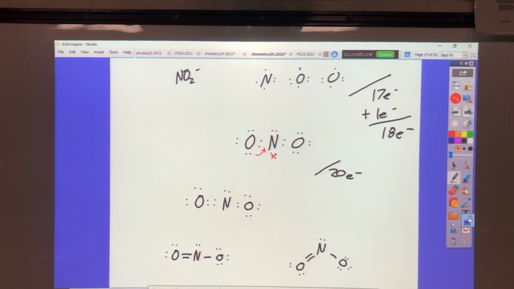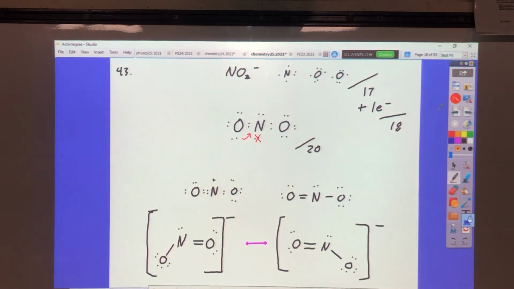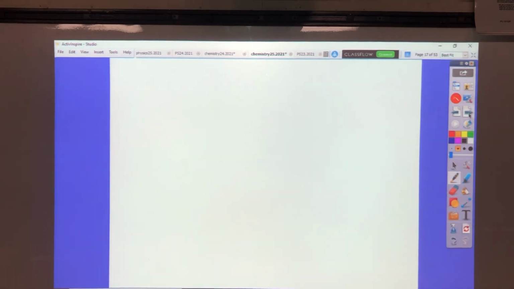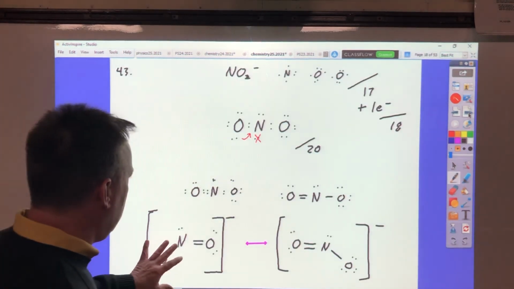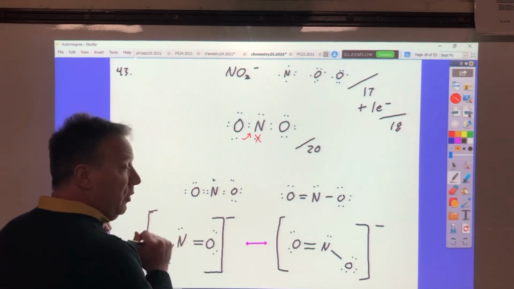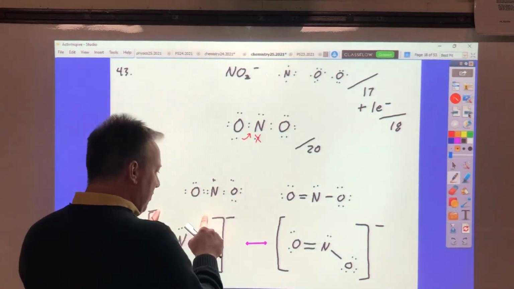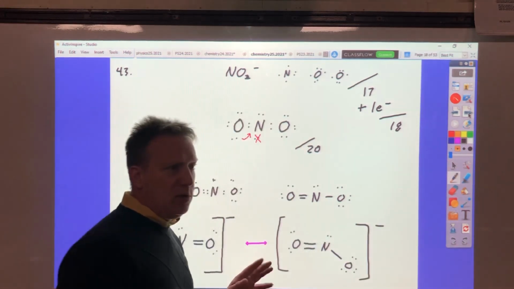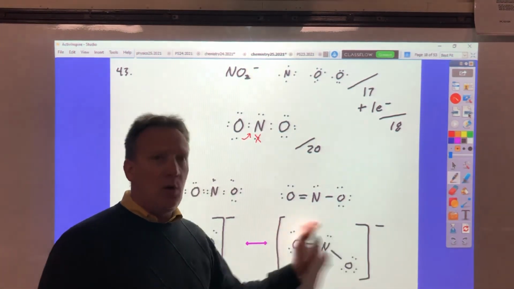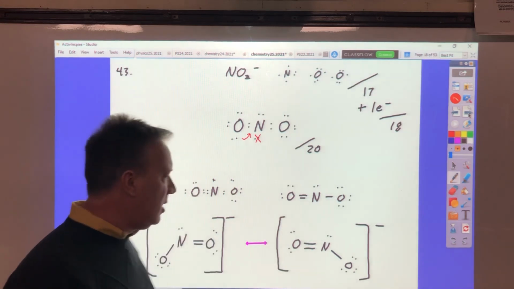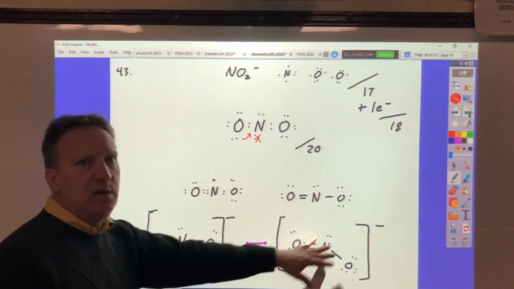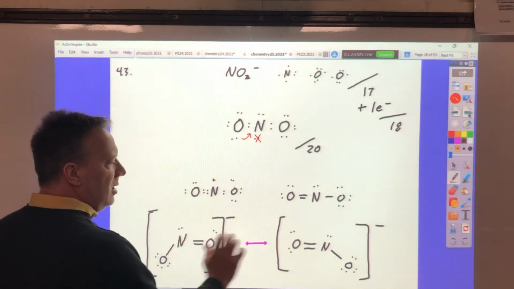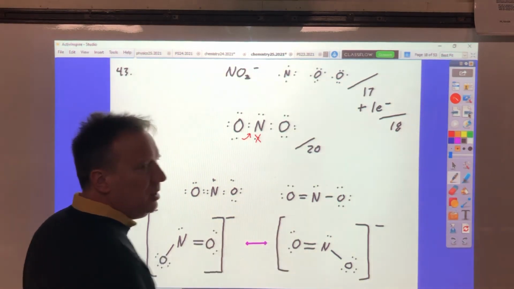Let me turn the page here. This is what it's going to end up doing. You have to put, first of all, I didn't do this on the last page, but you have to put this in a bracket, give it a negative charge, because that negative charge is shared among the whole thing. So I forgot that part. You can't forget that. It's not right until you put that in there. Also, it's resonance, so it acts like it's a blend of both of these two at the same time.